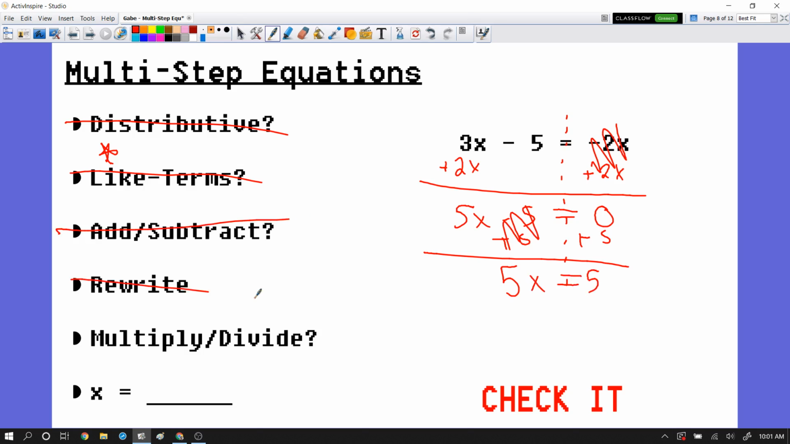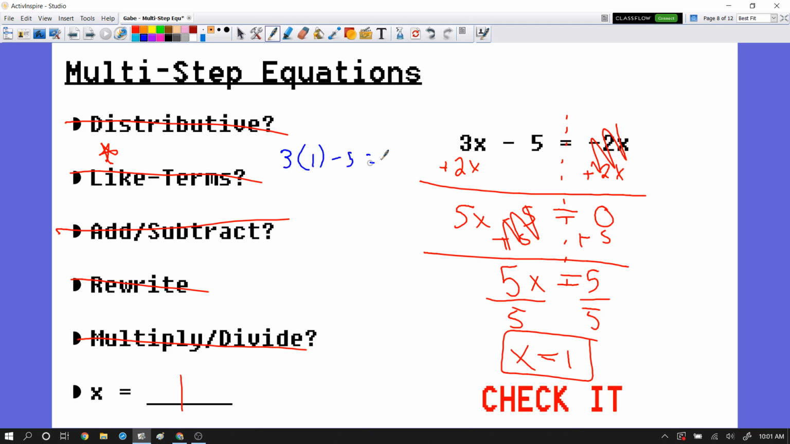I rewrote it. Is there multiply and divide? Yes. Divide by 5. X equals 1. You're just sitting there going, x equals 1. Cool. Did you prove it? Let's check. 3 times 1 minus 5 equals negative 2 times 1.